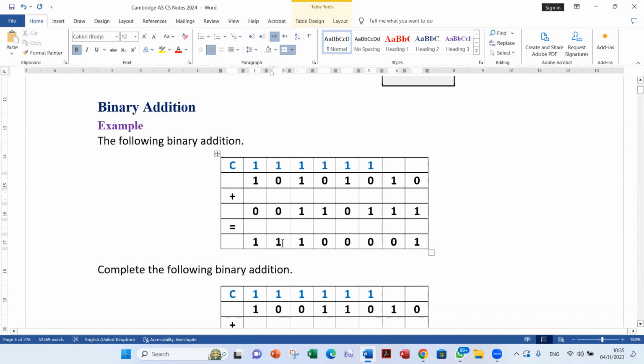1 plus 0 plus 0, that is 1. And here there is no carry. And then 1 plus 0, and that is 1. And that's it exactly. This is what you should do.